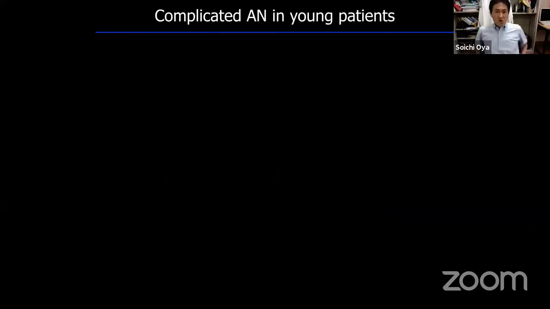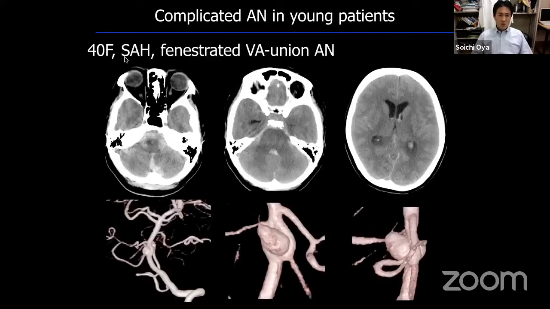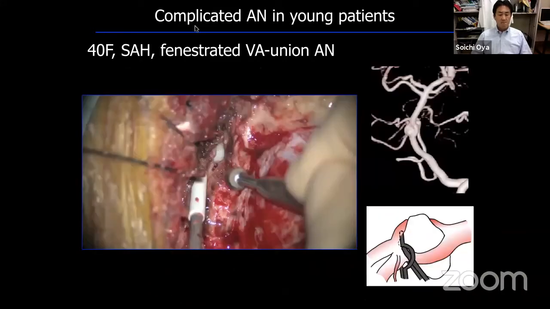I think endovascular surgery is the treatment option for most aneurysms. However, for some selected and complicated aneurysms, clipping may provide a much simpler and more definitive solution, especially for young patients. This patient was a 40-year-old lady who had subarachnoid hemorrhage due to a ruptured VA union aneurysm here. This aneurysm projects anteriorly and posteriorly and is a very complicated aneurysm. It's not easy even for an endovascular surgeon to obliterate this aneurysm. So we chose direct surgery.